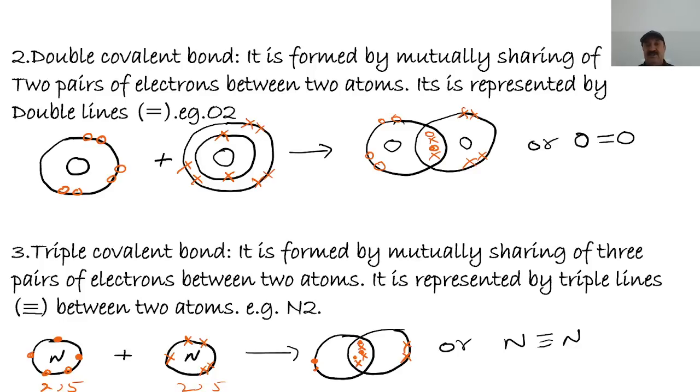Double covalent bond. It is formed by mutually sharing of 2 pairs of electrons between 2 atoms. It is represented by double lines like this one. And the example is O2.